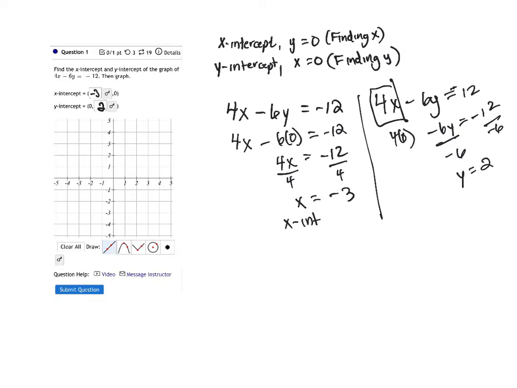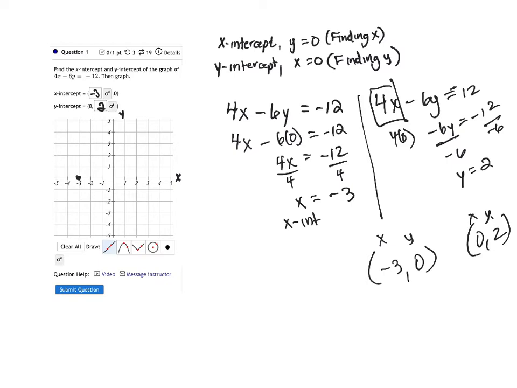Now to plot these, this is your x-axis, this is your y-axis. So the ordered pair negative 3, 0. When you have an ordered pair, your x is always listed first and then your y. So if we do negative 3, 0, we go to the x-axis at negative 3 over here, right there. And it's 0, so it stays right there on the line.